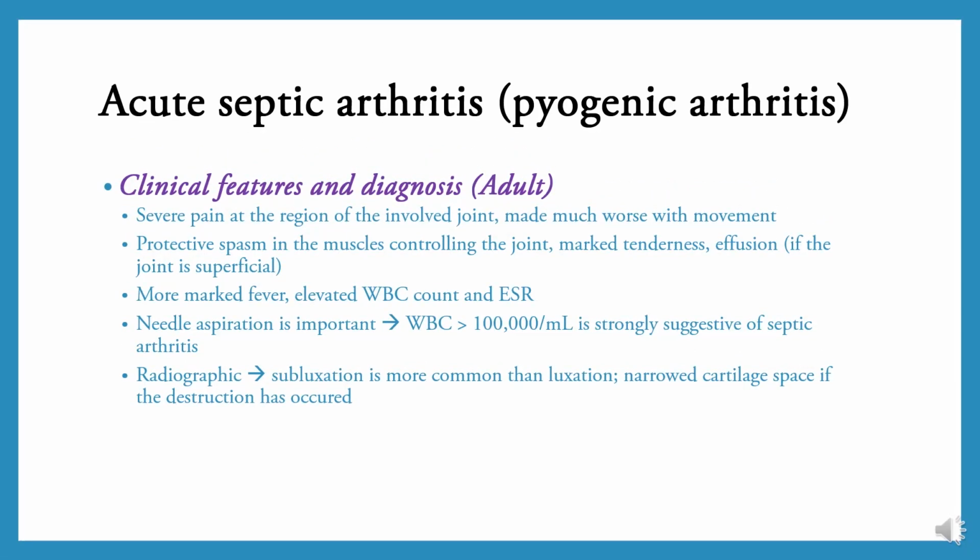Clinical features and diagnosis of acute septic arthritis in adults. There is severe pain at the region of the involved joint, protective spasm in the muscles controlling the joint, marked tenderness and effusion, more marked fever, and elevated white blood cell count and erythrocyte sedimentation rate. Needle aspiration is important. A white blood cell count of more than 100,000 is strongly suggestive of septic arthritis. Radiographically, subluxation is more common than luxation. There is a narrow cartilage space if destruction has occurred.